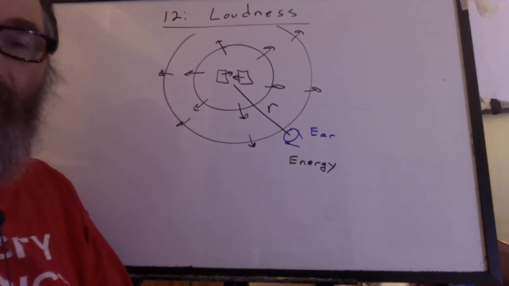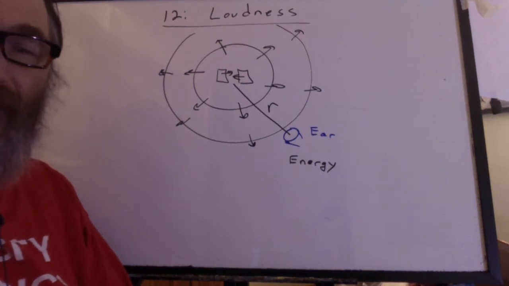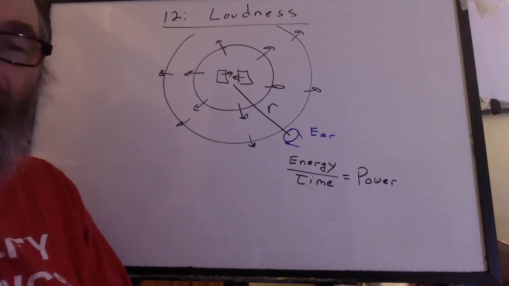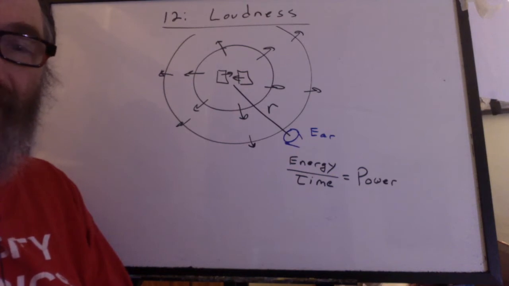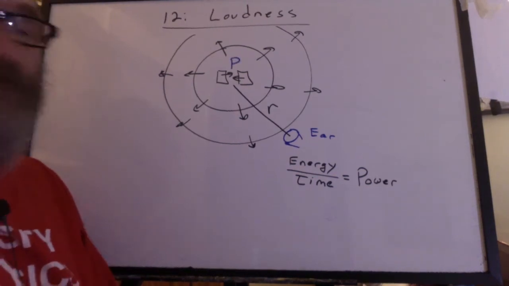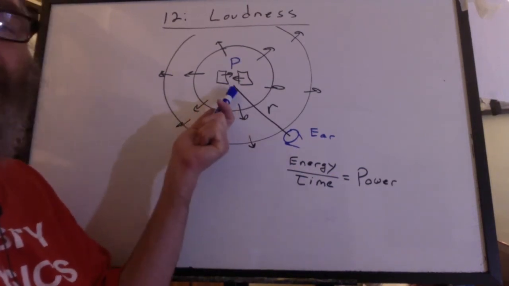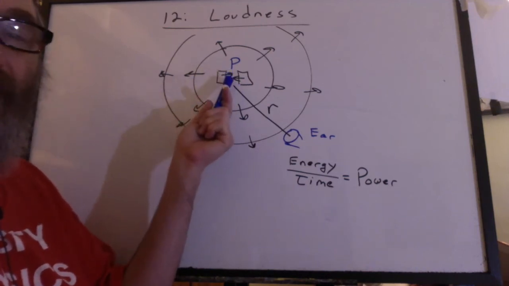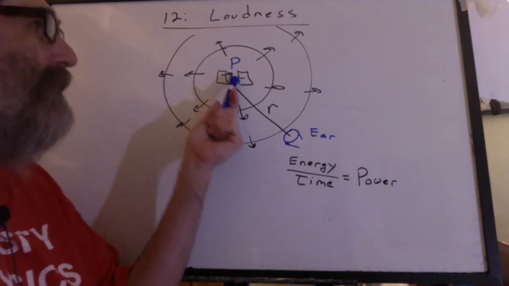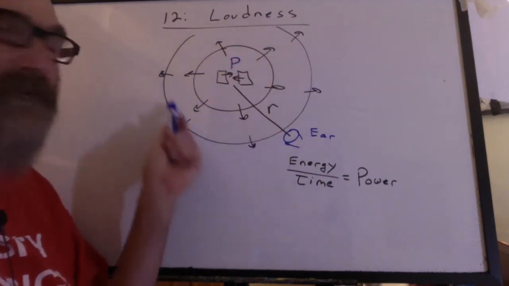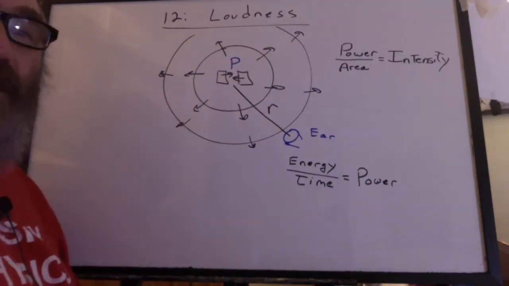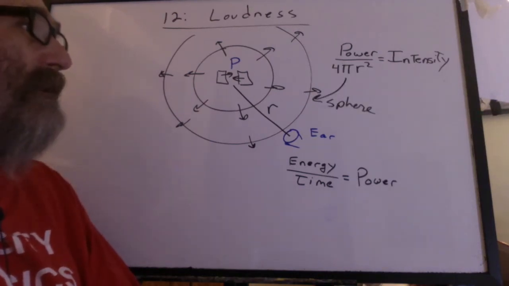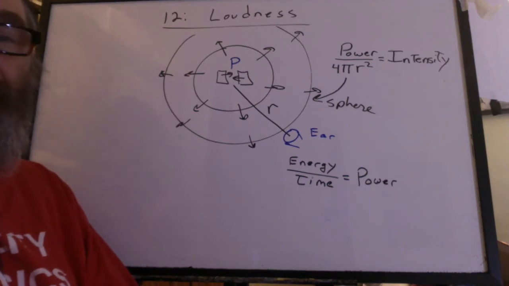So we don't really want to talk about energy. We want to talk about energy per time. That's the power. That's the rate at which the energy is entering the ear. So if this is some sort of continuous sound source, like a loudspeaker, then we're going to talk about the power output of that speaker. That power is going to be spread out over a surface area, which is what we call intensity. And the area is 4 pi r squared, because that's the area of a sphere.